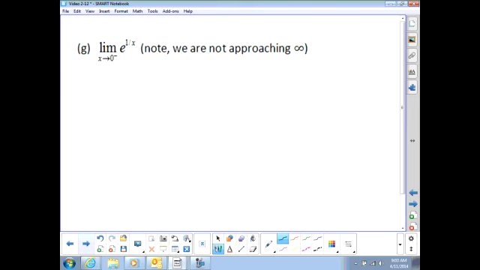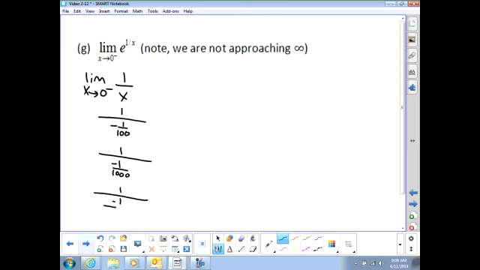All right, so this, we have the limit of e raised to the 1 over x as x approaches 0 from the left, notice. Well, let's break it down. Let's just look at 1 over x, the limit as x approaches 0 from the left. So let's put in really small negative numbers. That's what approaching 0 from the left really is. So we're doing 1 over negative 1 over 100, 1 over negative 1 over 1,000, 1 over negative 1 over 10,000.